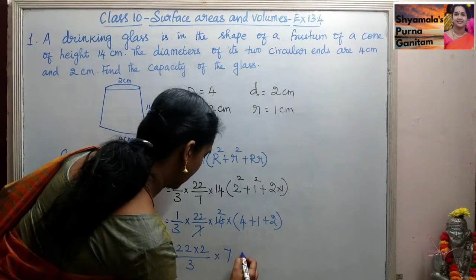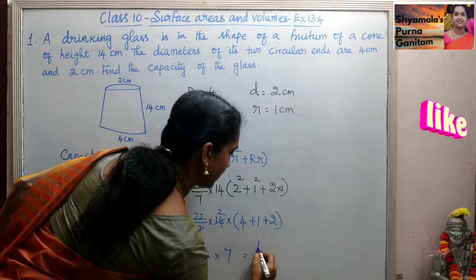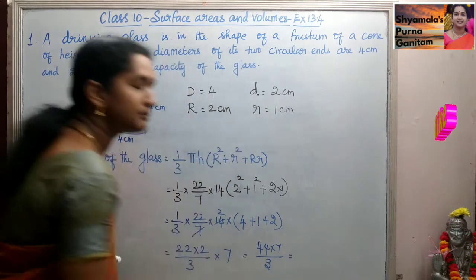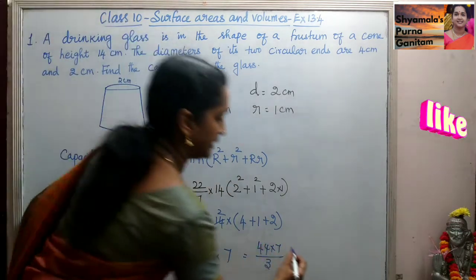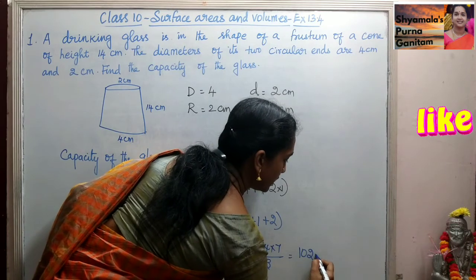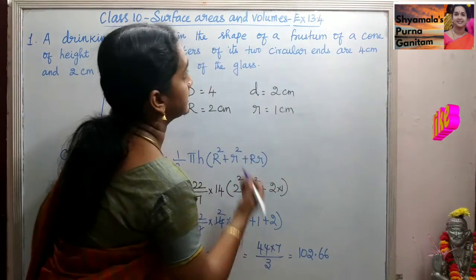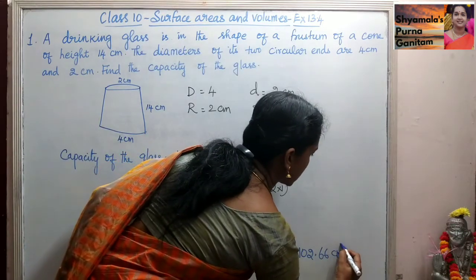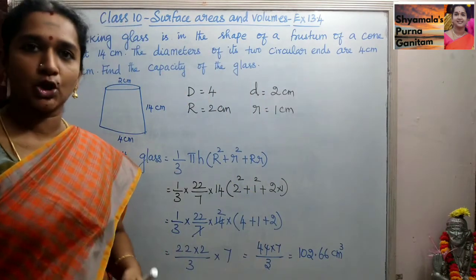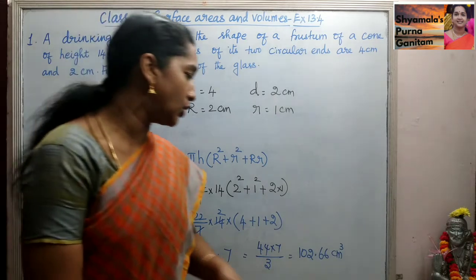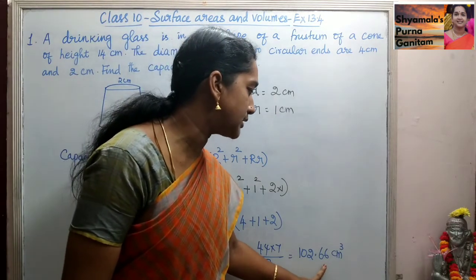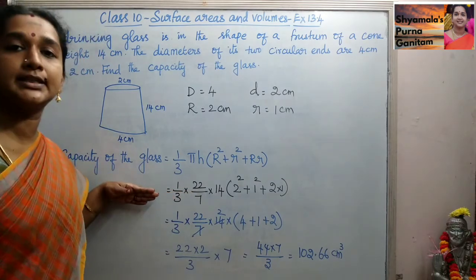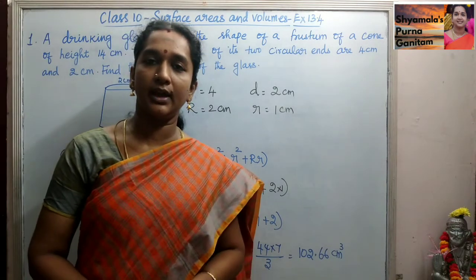So when we multiply this, 44 into 7 by 3. So when we simplify this, we will get the answer as 102.66 centimeter square. Sorry, since it is volume, the volume is 102.66 centimeter cube. So this is the capacity of the glass. Okay. Thank you.